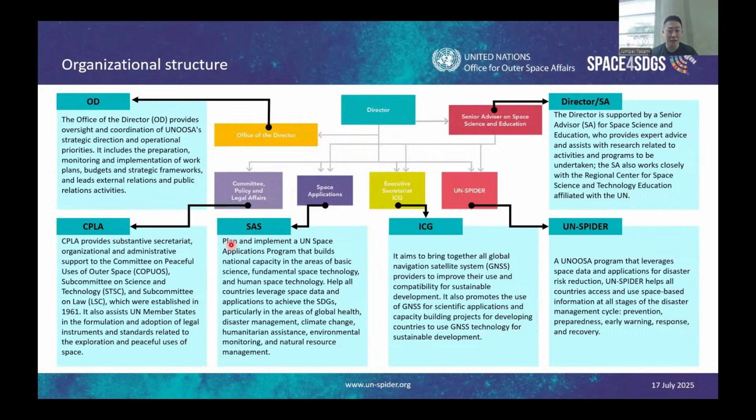This is our organizational structure, from the director and the office of the director, and the senior advisor on space science and education, right now the vice director. UN-SPIDER focuses on space science and technology for disaster risk management. The ICG aims to bring together all global navigation satellite systems. Then there is the space applications section. We welcome delegations from many countries and space agencies. The CPLA team, committee, policy and legal affairs, handles space law.